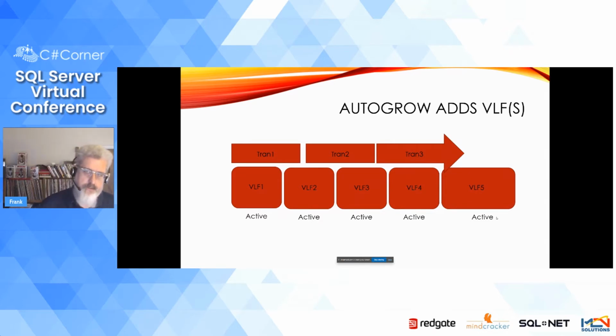And the reason that they've tried to reduce the number of VLFs that are added is that the more VLFs you have, the harder SQL Server has to work to process the transaction log. And that includes things like transaction log backups. It includes rollback, which I'll talk about in a second. And it also involves any sort of high availability. So if you're running an availability group and you have more VLFs, SQL Server has to do more work to process that transaction log.